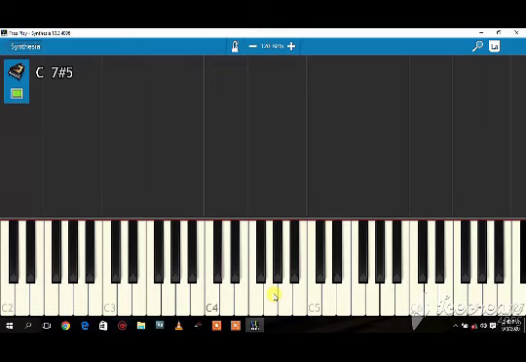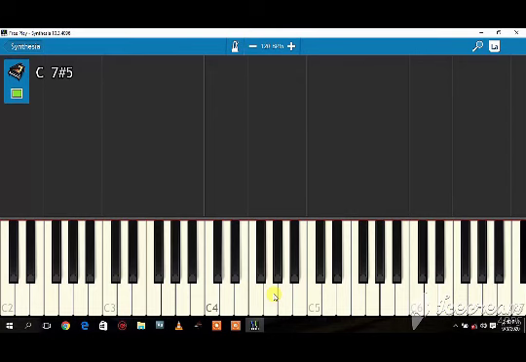Alright, so we have the sharp 9, the flat 9, the sharpened 11th, and the flattened 13, and those are the ones we use most of the time. Now I'll stop by just mentioning this.